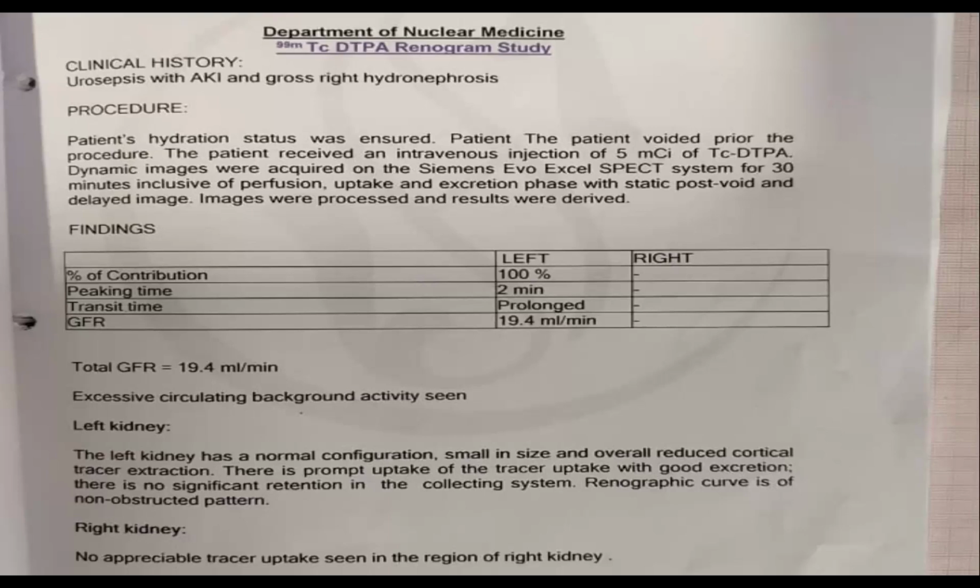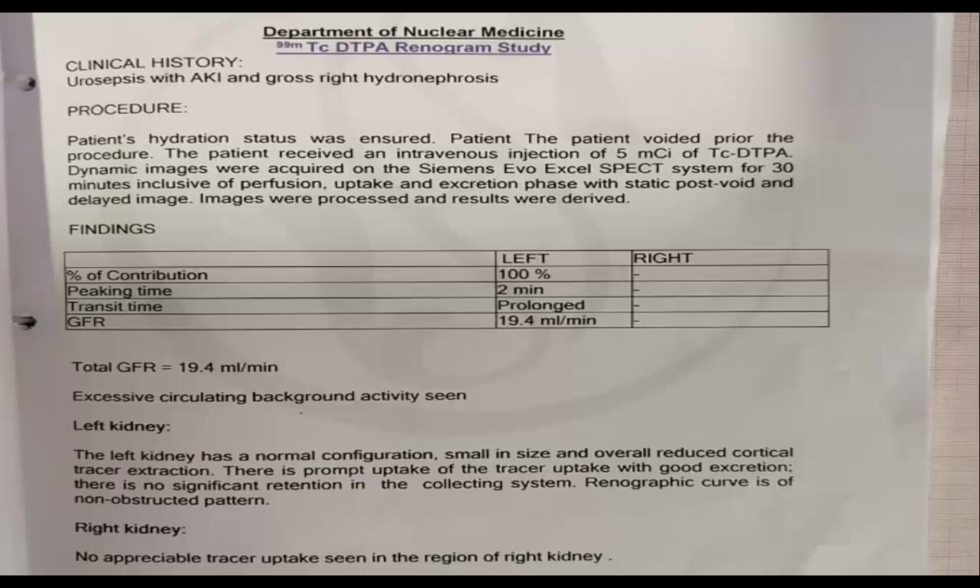Okay, Srinivas, what do you want to do? Sir, same, sir. I would like to decompress the right system, put a PCN, start her on IV antibiotics, and then plan for the pyeloplasty when the culture shows no growth, so the culture is sterile.